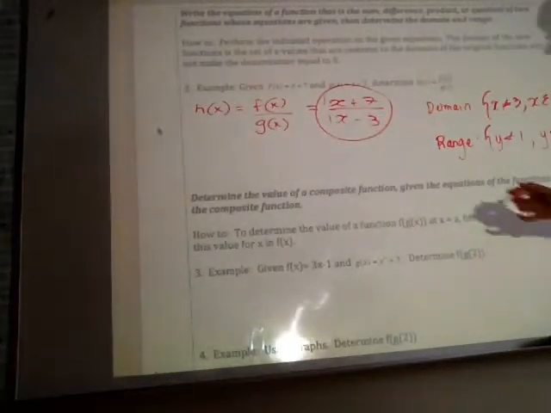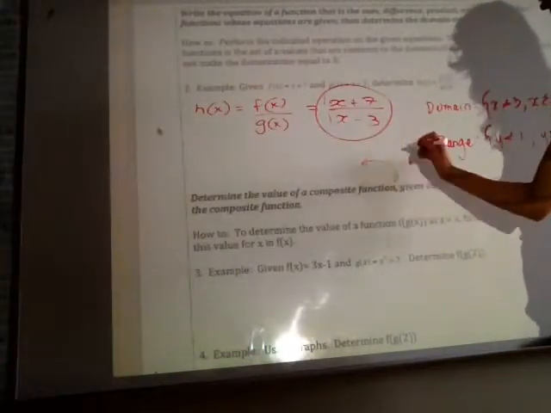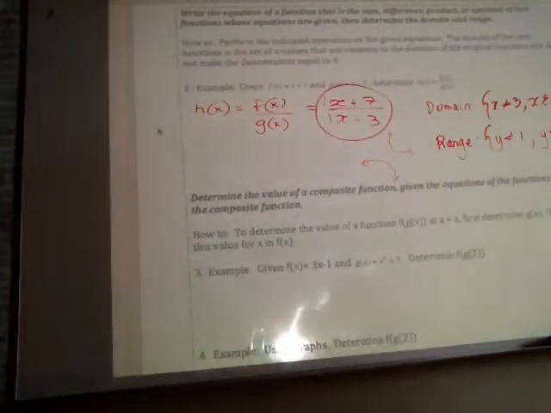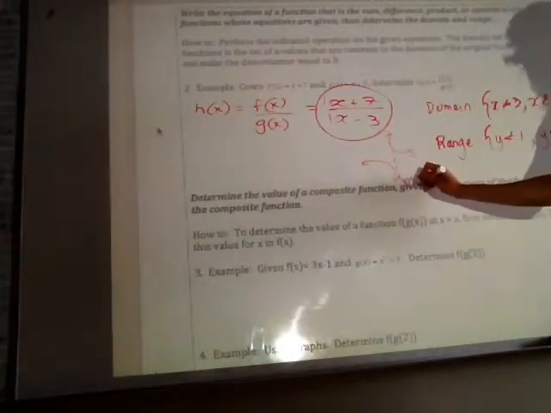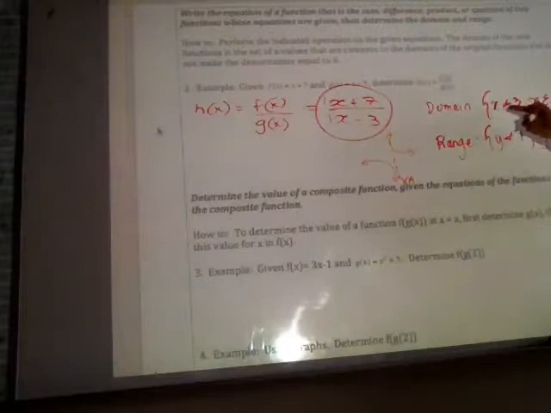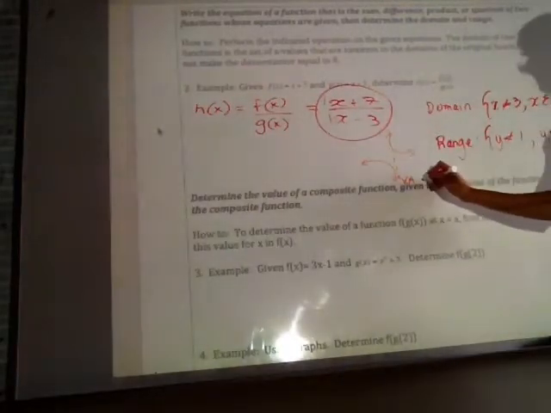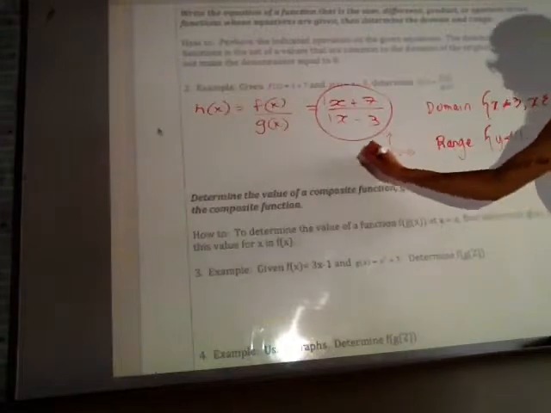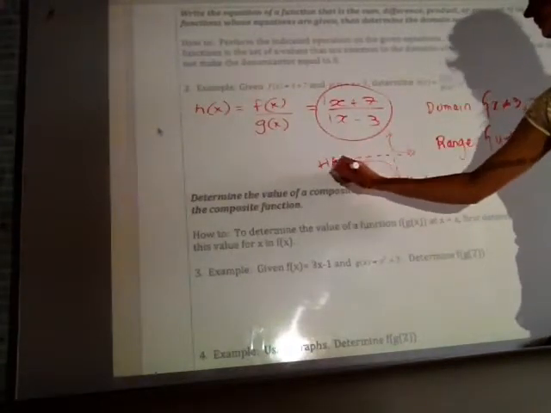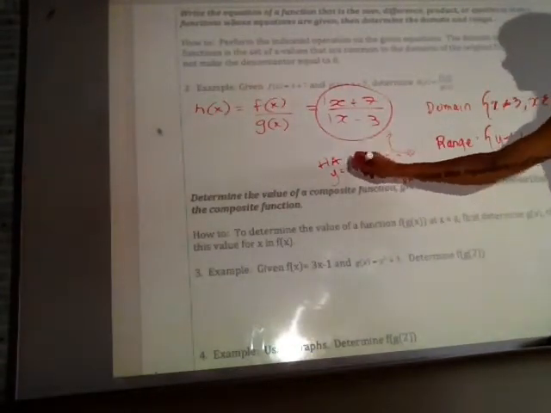Just to give you a little visual on that, this is how the graph will look. Okay, what do we call this? What kind of asymptote? Vertical. And our vertical asymptote occurs at the non-permissible value, x equals 3. Okay, and the horizontal asymptote occurs at y equals 1.